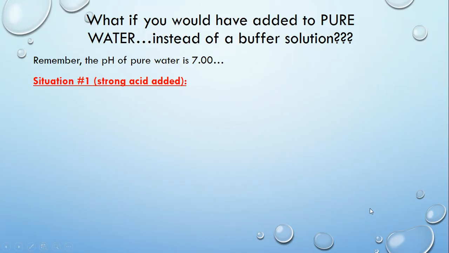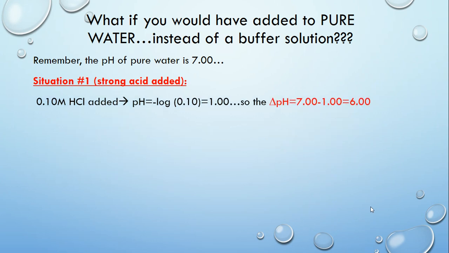In part 2 of this screencast, we're going to look at another situation: what if you had added the same exact amount of the strong acid or strong base, but instead of adding it to a buffer solution, you put it in pure water? Now remember, the pH of pure water is always 7.00 at 25 degrees Celsius.